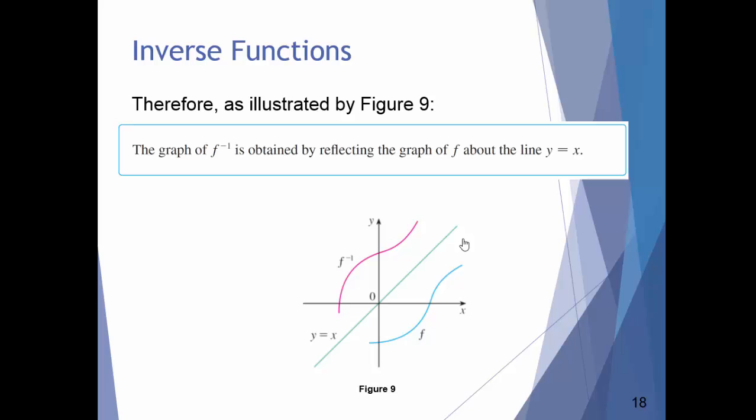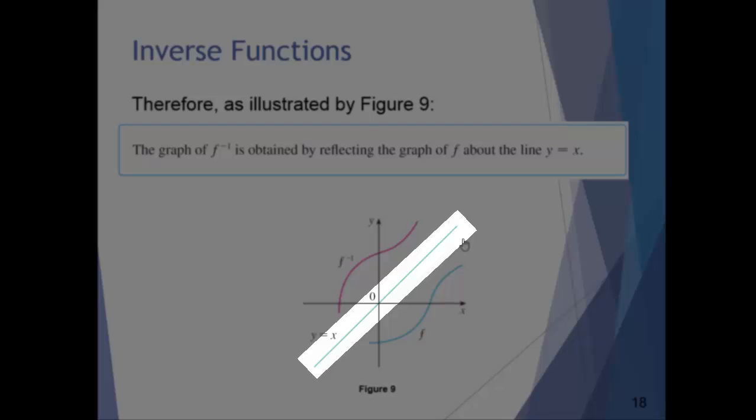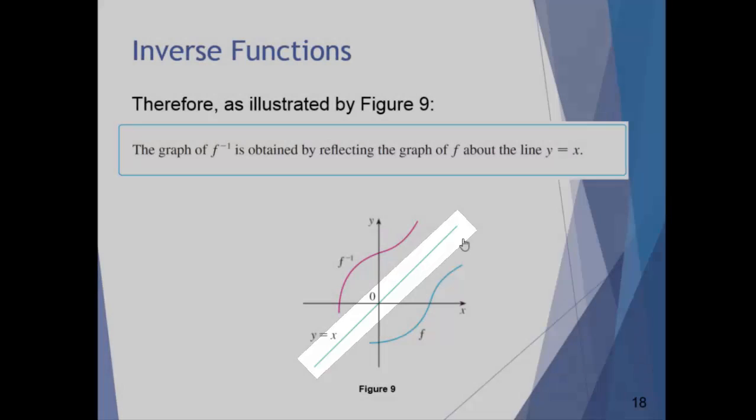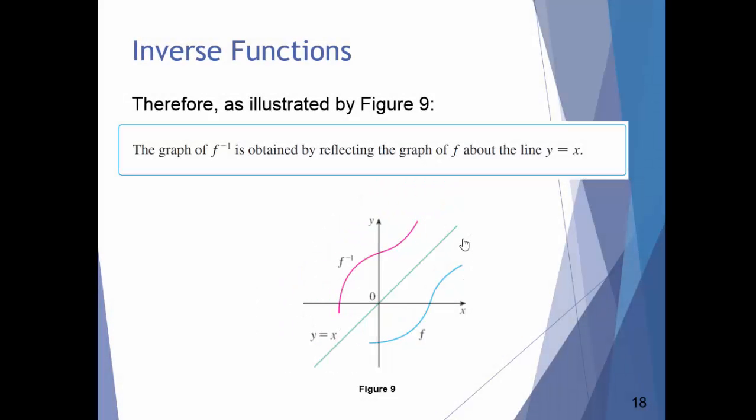So that's what we know about inverse functions. The graph of f inverse is obtained by reflecting the graph of f about the line y equals x. So if I had a function here, f, and I wanted to graph its inverse, all I would have to do is draw in the line y equals x and reflect it over that line, and that would give me the graph of the inverse function. And that's our review for this concept.